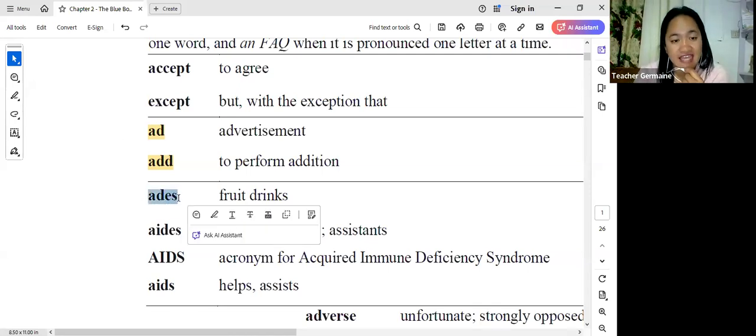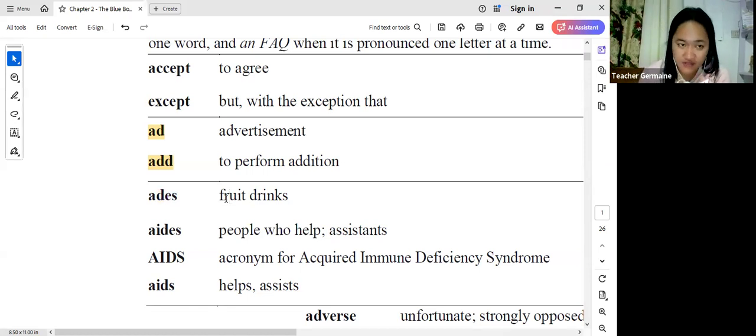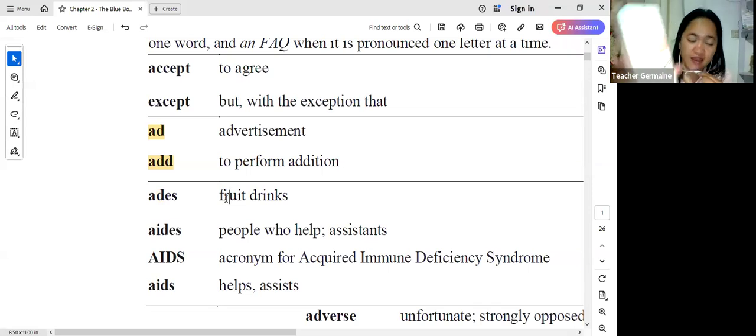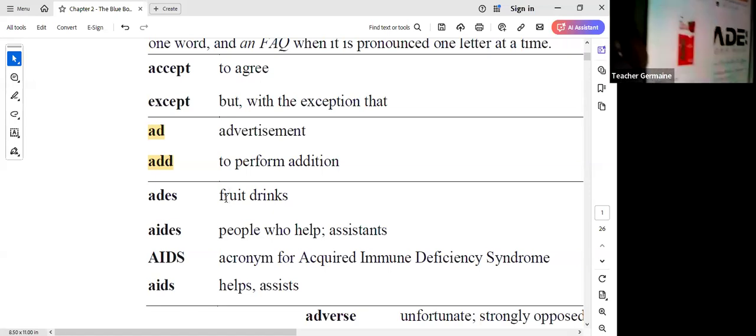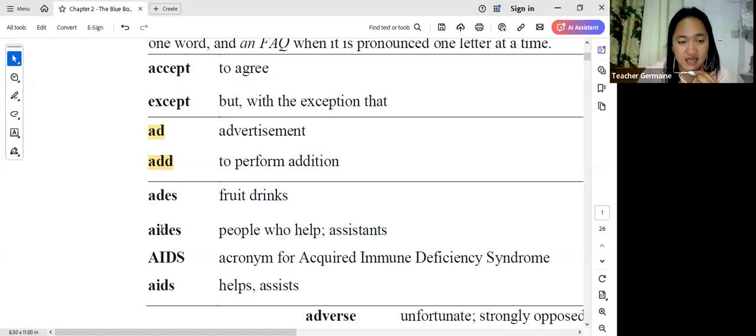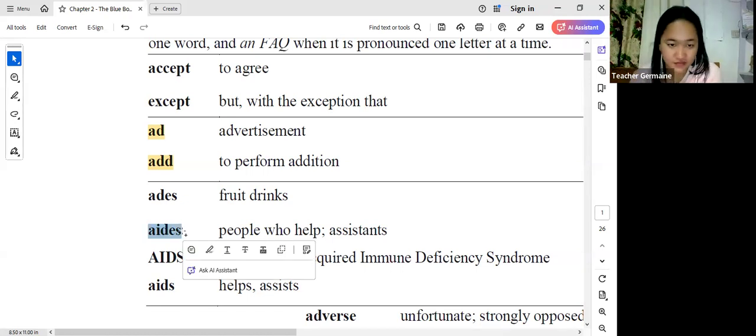So the first word here is spelled A, D, E, S. It's read as aids. It is a fruit drink. I've searched it on Instagram. I've searched it on Google. Here is an example of this one. It is true that it is a fruit drink. The first one, ades, is a fruit drink. But how about the second word? How do we spell the second word, Aaron? What's the spelling of the second word, Aaron?